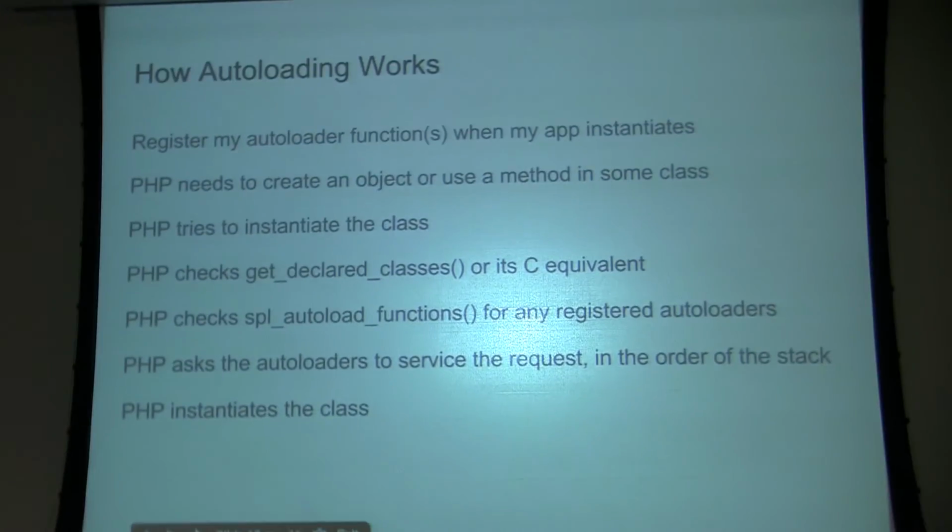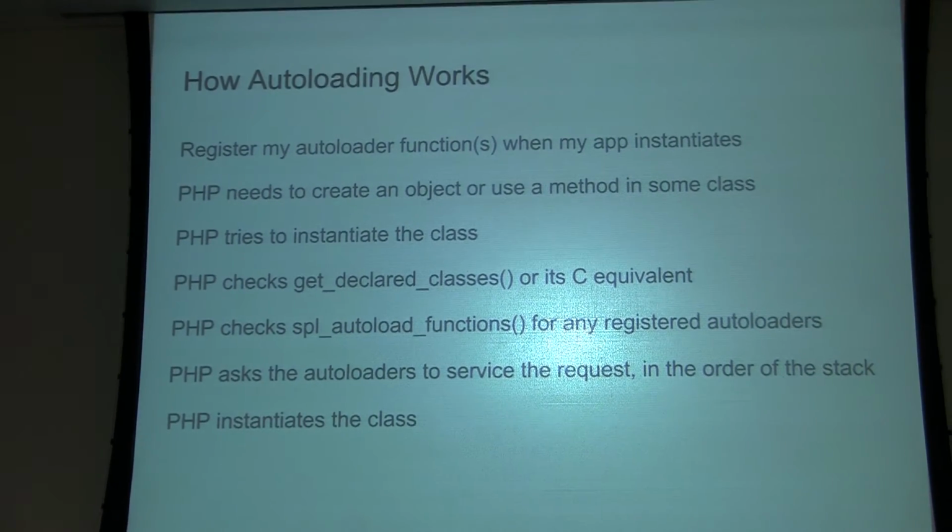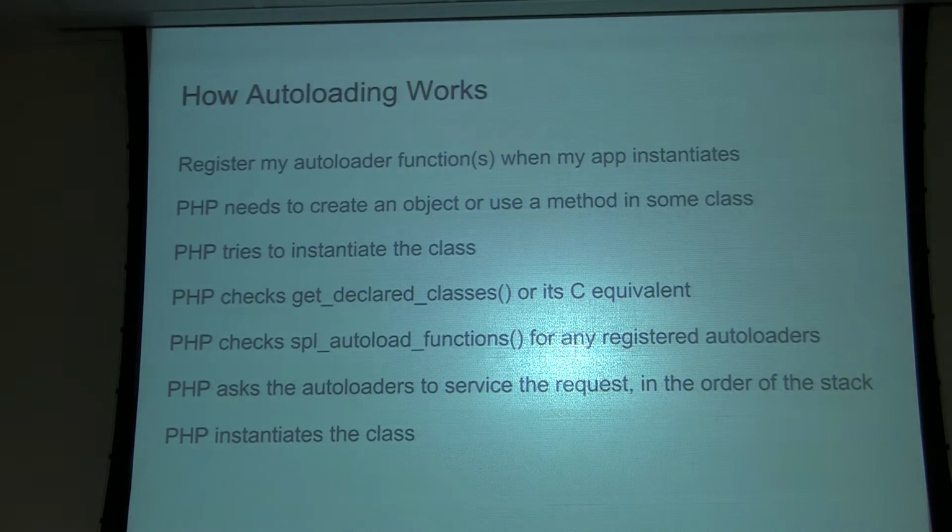So the actual process of autoloading with PHP, I had to see how it works a couple of times. When your application starts up, you have your autoloader function that you hopefully register with the application. That goes into a stack of autoloaders that PHP knows about. Then it starts going through the code. The first time it finds a token that's a class name, it says, okay, I need this class. It has a list of what classes it has already loaded, and it checks that list. If it finds it, it just goes ahead and instantiates it.